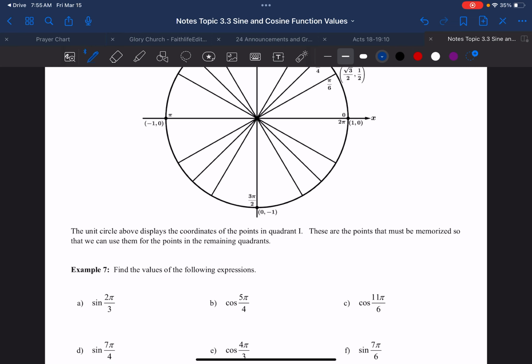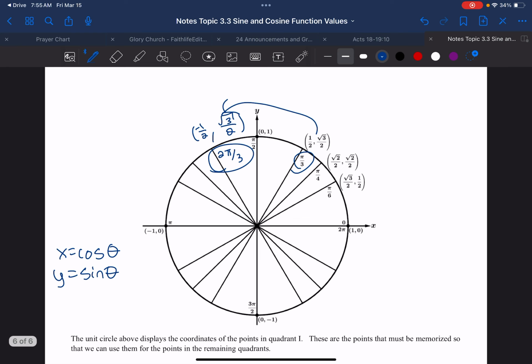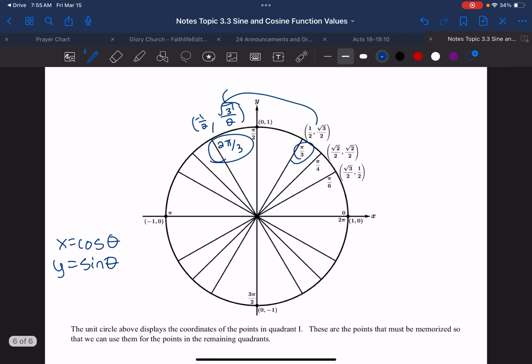And then remember, x is cosine, and y is sine. So when I'm looking for sine, I go to 2 pi over 3, and the y coordinate is square root of 3 over 2.